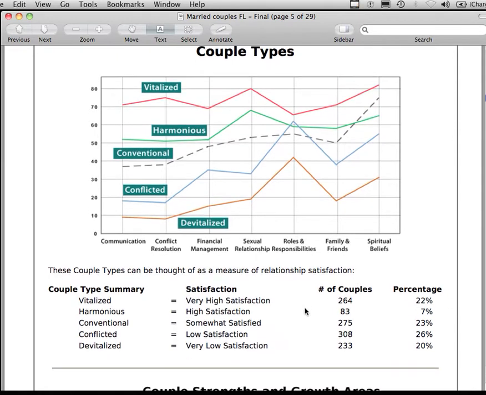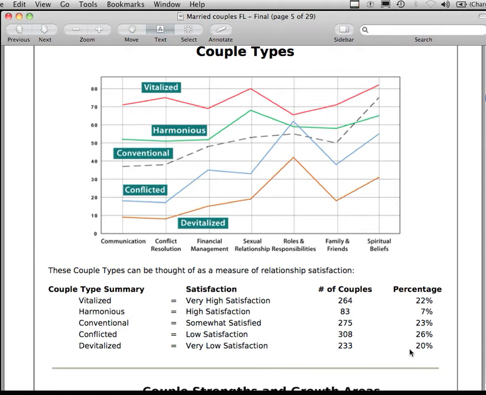Now when you look at our sample, it's interesting to see about a third of the couples were feeling pretty good about their relationship. They're vitalized and harmonious. 23% fell into this conventional midline range. They're committed couples. Conventional couples have actually the lowest divorce rate in many of our studies. But they really need to learn these skills around communication and conflict resolution.